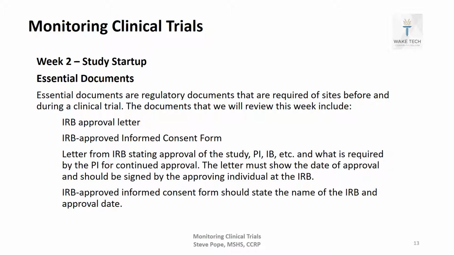The IRB documents that we're going to collect will include our IRB approval letter and also the IRB approved informed consent form. The letter from the IRB states that the study has been approved. It'll also indicate the study, the principal investigator, the investigator's brochure, etc., and what is required of the PI for continued approval. The letter must show the date of approval and should be signed by the approving individual at the IRB. The IRB approved informed consent form should state the name of the IRB and the approval date.